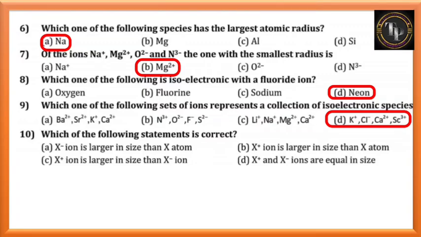Which one of the following statements is correct? X minus ion is larger in size than X atom, the halogen atom. Because as electrons increase, the orbital and nucleus energy level also increases. The distance between the outermost orbital and the nucleus also increases.